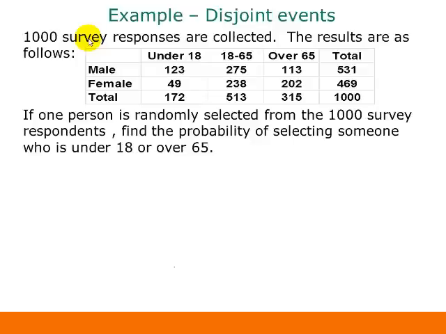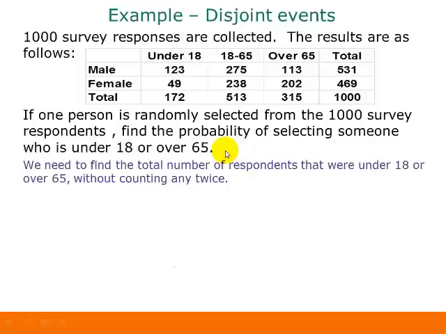Okay, let's go back to our example with the survey responses. Now, if one person is randomly selected from the 1,000 survey respondents, find the probability of selecting someone who is under 18 or over 65. So again, we need to find the total number of respondents that were under 18 or over 65 without counting any of them twice.